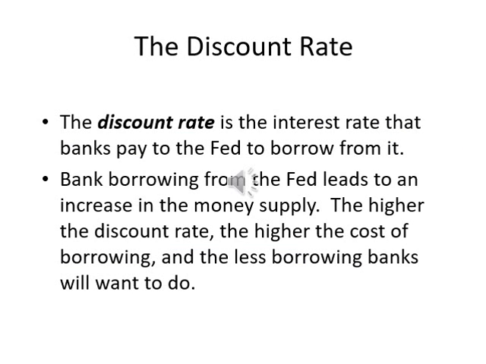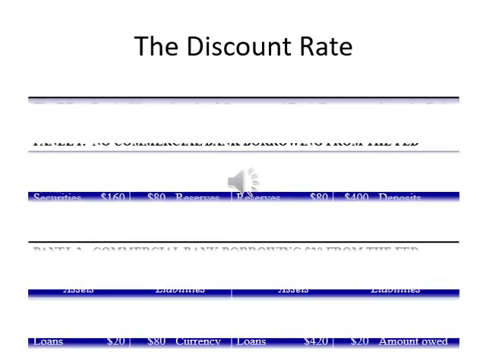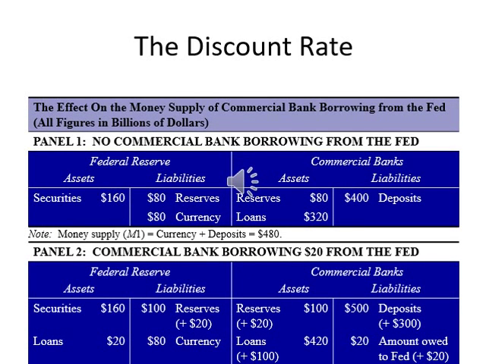The discount rate. The discount rate is the interest rate that banks pay to the Fed to borrow from it. Bank borrowing from the Fed leads to an increase in the money supply. The higher the discount rate, the higher the cost of borrowing, and the less borrowing banks will want to do. The discount rate. The effect on the money supply of commercial bank borrowing from the Fed. All figures in billions of dollars.